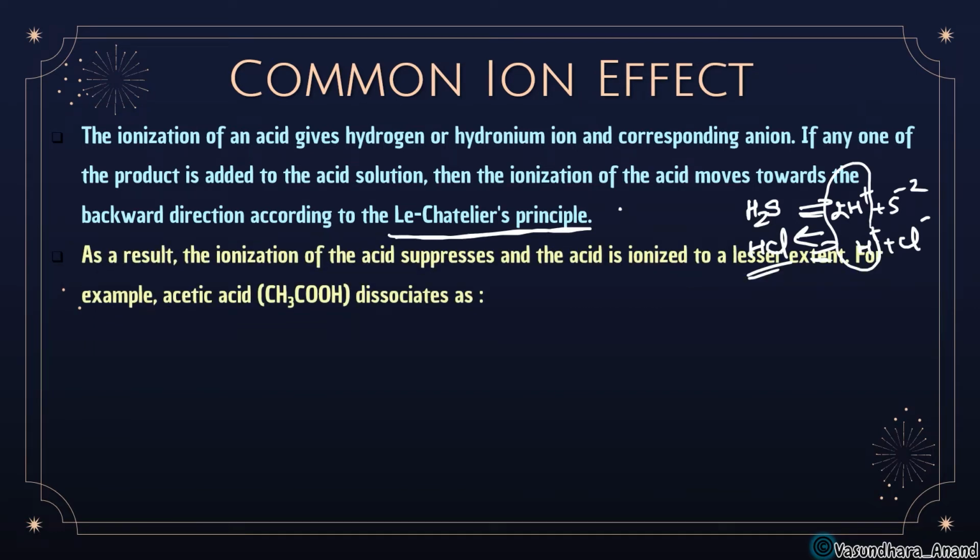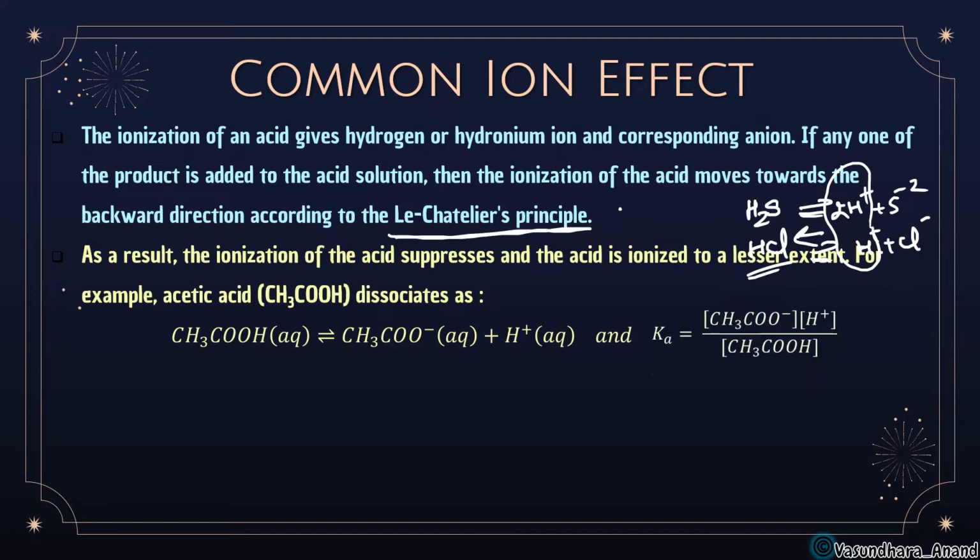Now, as a result, the ionization of acid is suppressed and the acid is ionized to a lesser extent. जितने extent में होना चाहिए था, वो extent में भी नहीं होता है. For example, acetic acid CH3COOH dissociates as, like I have already explained, CH3COO minus plus H plus. And if I write the K for this, it is the product concentration upon the reactant concentration like this.